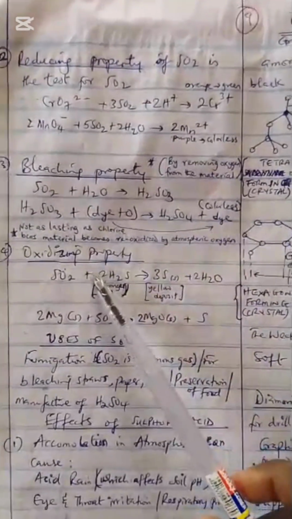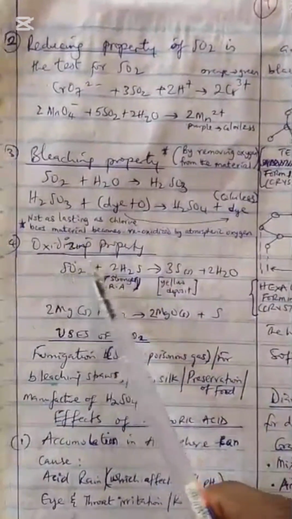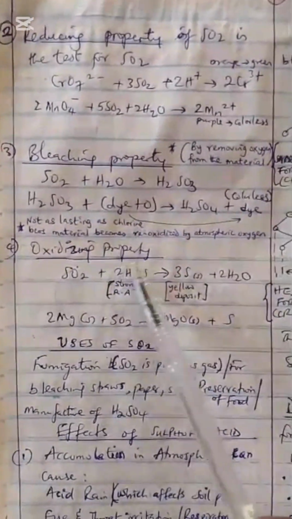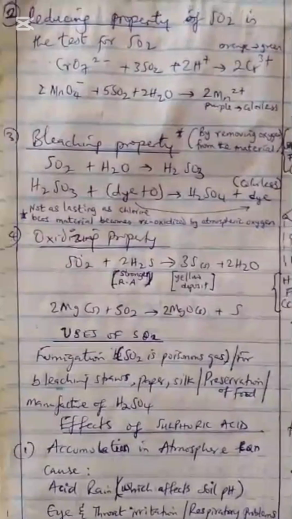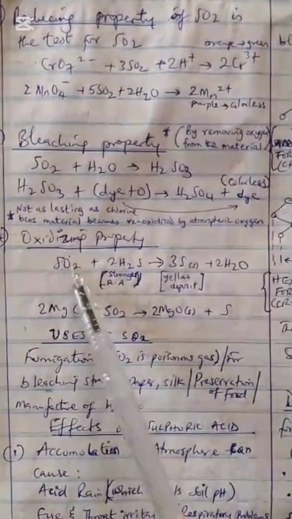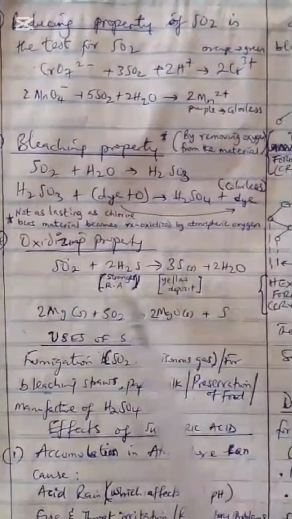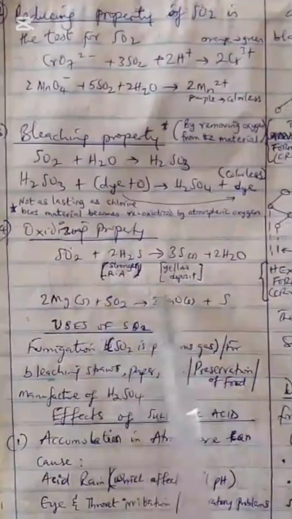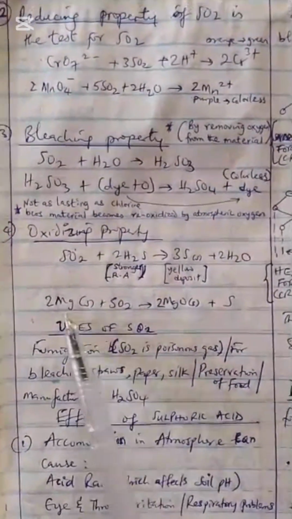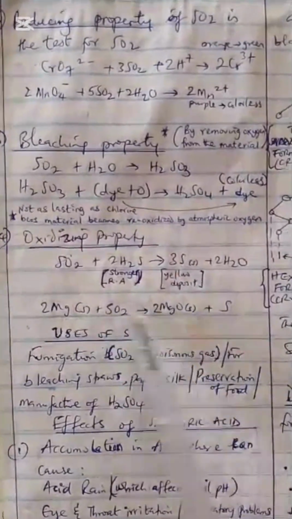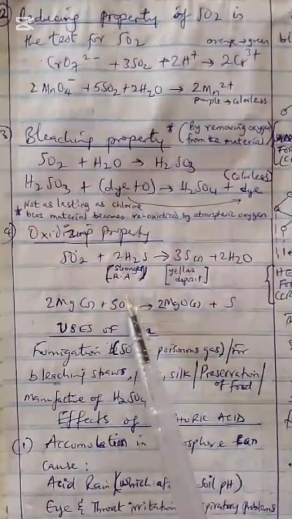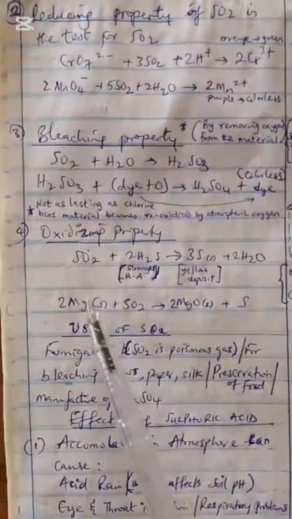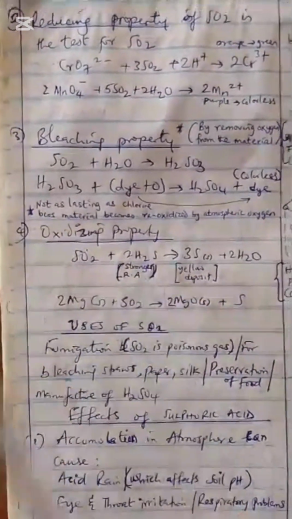So let's look at the oxidizing property. We said sulfur oxide has oxidizing property when it meets a stronger reducing agent. In this case, it oxidizes this, and itself is reduced. So sulfur oxide is reduced to solid sulfur in this reaction. Remember, it's the oxidizing agent in this case, so it itself is reduced. This is a stronger reducing agent.